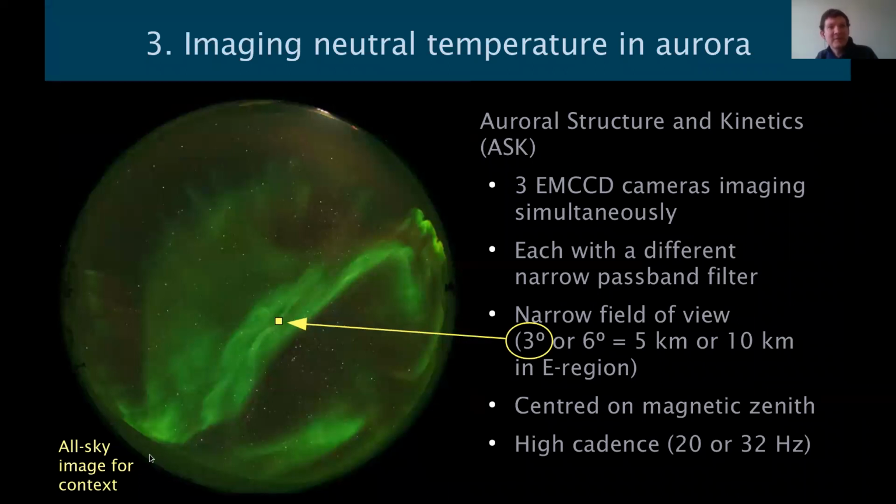Just to put that field of view in context, this is an all-sky camera image, so that's a 180-degree field of view, and this is the size of the 3-degree field of view. So we're really looking at the fine scale stuff within the aurora, just in that narrow region. The event I just showed you was a 6-degree field of view, so it was double this size, but it's still small compared to the whole sky.